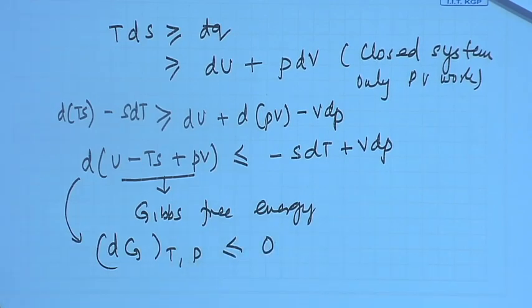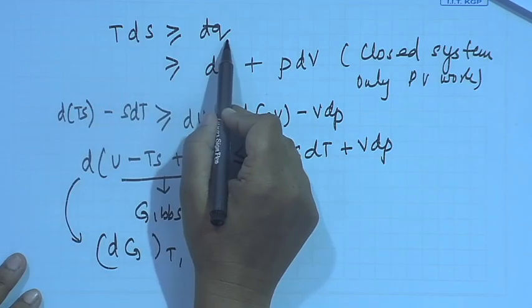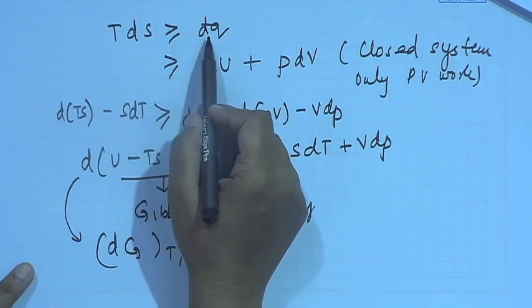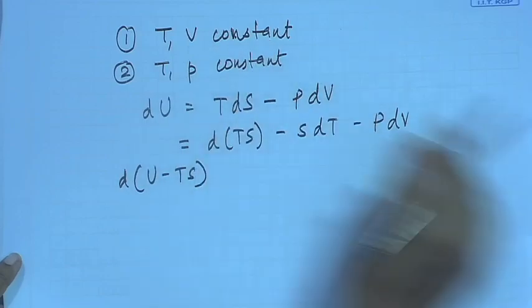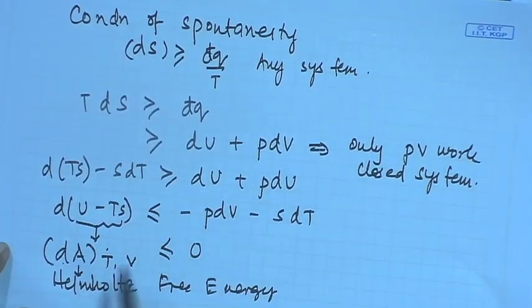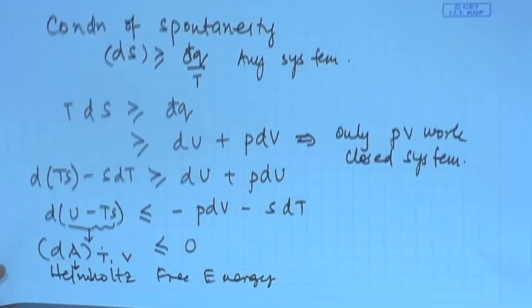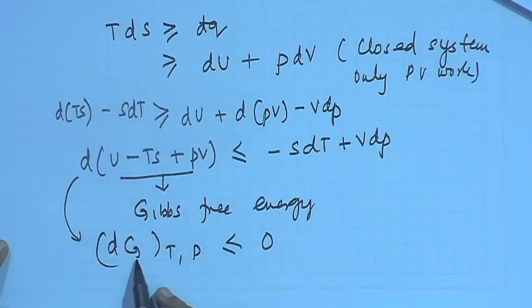dG at constant temperature and pressure conditions is less than or equal to 0. So, from the condition of spontaneity, we found that when the system and the surroundings interact under constant temperature and volume conditions, whether the process is spontaneous or not can be found by calculating the Helmholtz free energy. If it is less than or equal to 0, the process is spontaneous. If the system and surroundings interact under isobaric isothermal conditions, we need to calculate the Gibbs free energy. If the total Gibbs free energy change of this system is less than or equal to 0, the process is spontaneous.